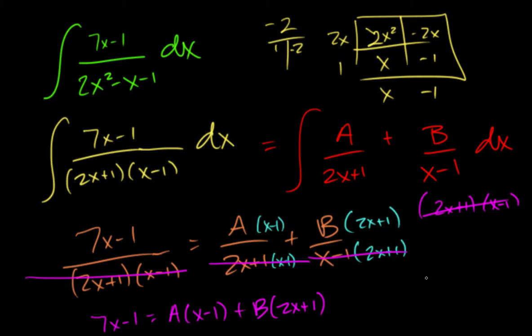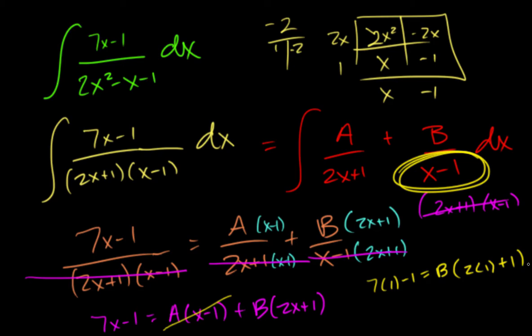Okay. And then if we plug in x equals 1, which is the root of this, plug in x equals 1, this is going to go away, and then we're just left with this. And so we'll have 7 times 1 minus 1 is equal to b times 2 times 1 plus 1. So it's going to be 2 plus 1, so that's 3. So 3b. This is going to be 7 minus 1, which is 6. And so b is equal to 2.